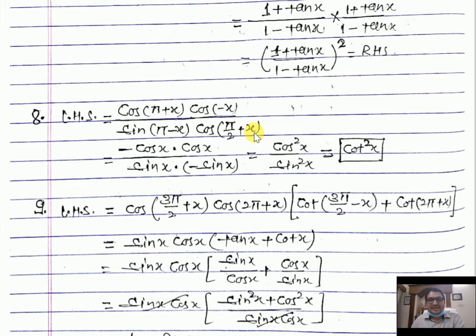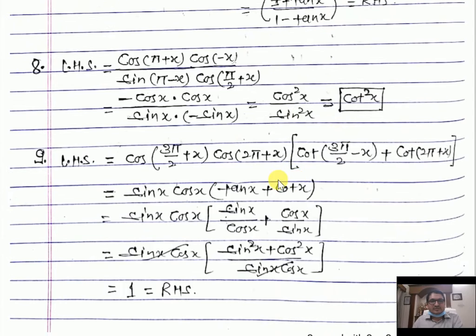Cos(π/2 + x), 90 + θ, second quadrant, sin and cos x plus, cos will be minus. In terms of 90, in this case, 90's case, cos will convert into sin, so minus sin x. So cos square x upon sin square x, it will be cot square x.